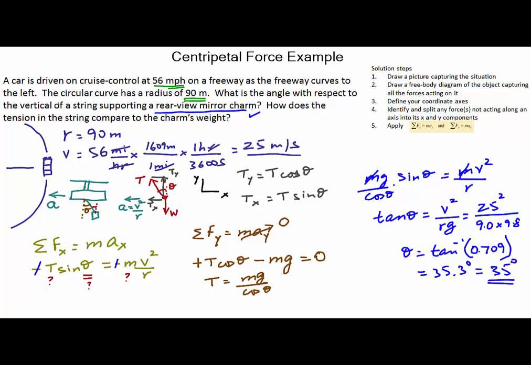Okay, so the last question was, how does the tension in the string compare to the charm's weight? I've got an equation here that's got those two variables, so let's go back to that. This one simply says tension equals weight over cosine theta. And now that I know theta, I can figure out tension as weight divided by cosine of 35.3 degrees, which gives me 1.23 times W, or I can say T is 1.2 W down to 2 significant digits. So this tells me that the tension in the string is 20% more than the weight.